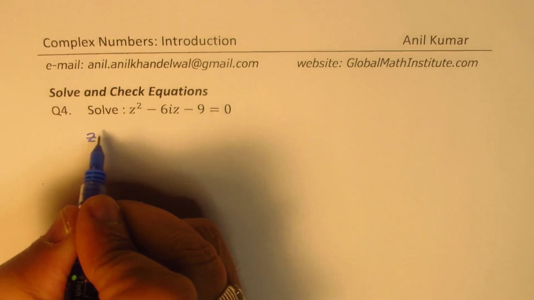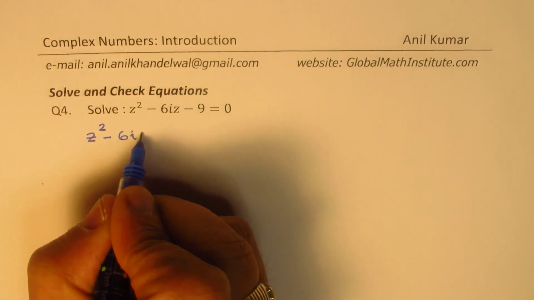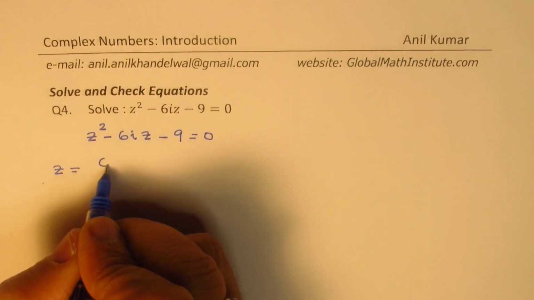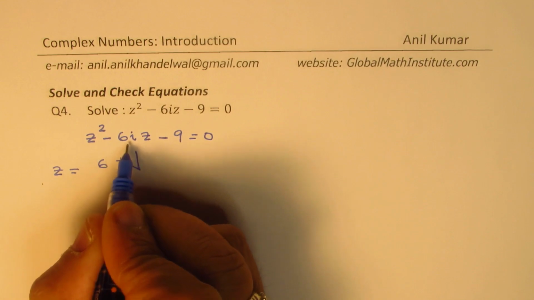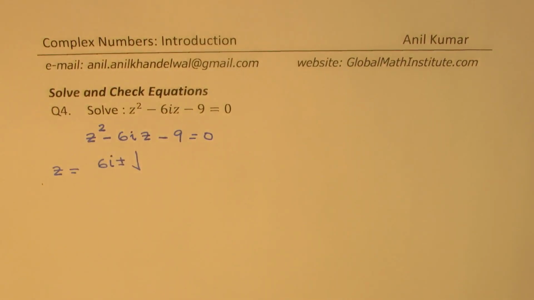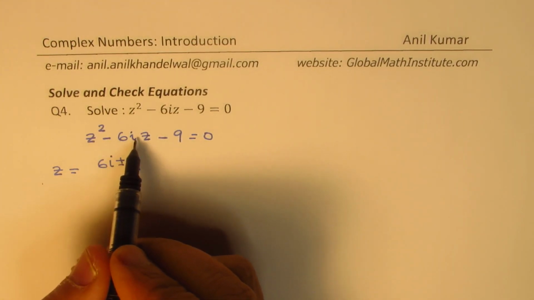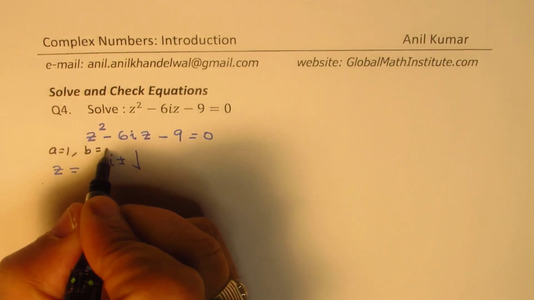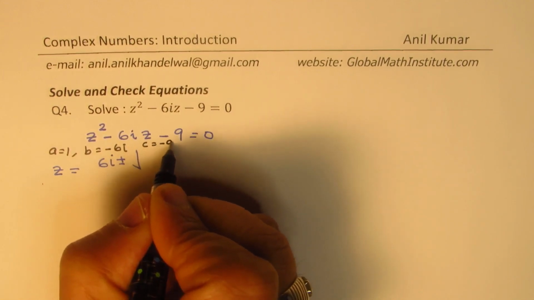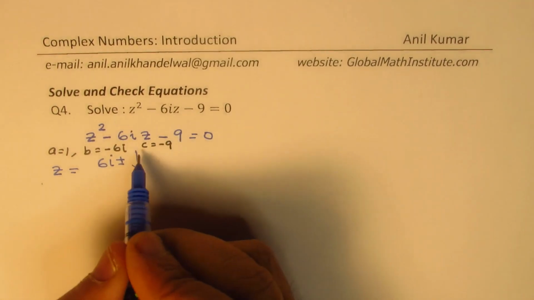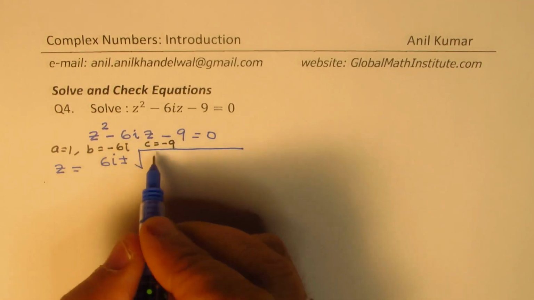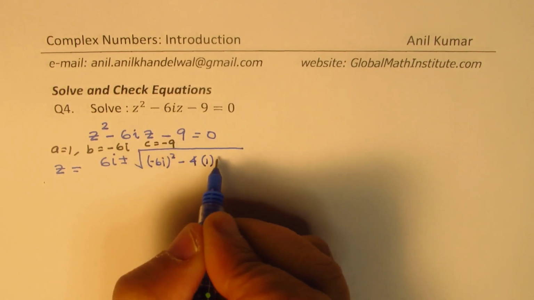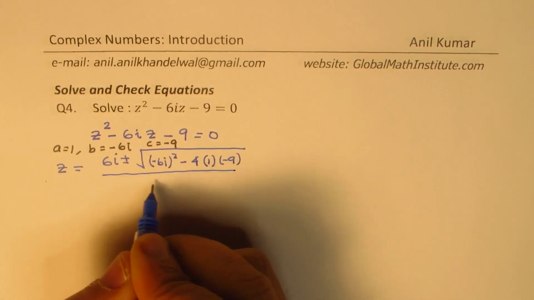So now our equation to solve is z squared minus 6iz minus 9 equals 0. So z, using the quadratic formula, will be 6i plus minus, not 6, right? Since we now have the value of a as 1, b is minus 6i. So in this particular case, a equals 1, b equals minus 6i, and c equals minus 9, correct? So b squared is (minus 6i) whole squared, minus 4 times a, which is 1, and c, which is minus 9, divided by 2 times 1.